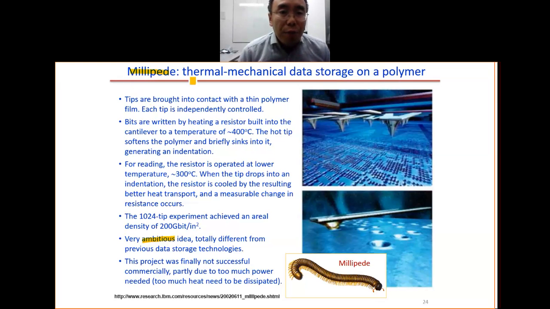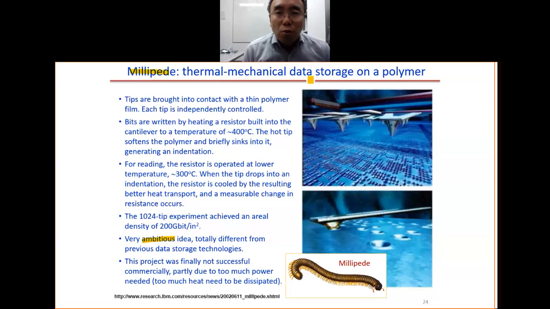Why is it called a millipede? This is the worm, the millipede. It has 1,000 legs. Here we have 1,000 tips working together. You get higher yield, higher throughput. Here, each tip is controlled individually. This is different from the work by Northwestern University. In that work, all the tips move down or up at the same time. But here, the tips can move up or down individually. We can control them one by one.